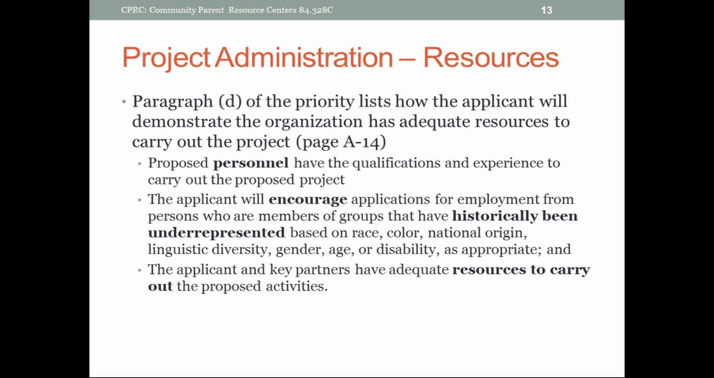and probably if you're in a community where there's a lot of folks who have historically been underrepresented in a lot of activities, it would mean getting the staff from there. And how you, as the applicant, and your key partners have the adequate resources to carry out the proposed activities. So in this resource section is when you talk about your personnel. You talk about maybe your experiences, the kind of resources you have, the kind of experience your personnel has. So I just wanted to highlight that part too, okay?